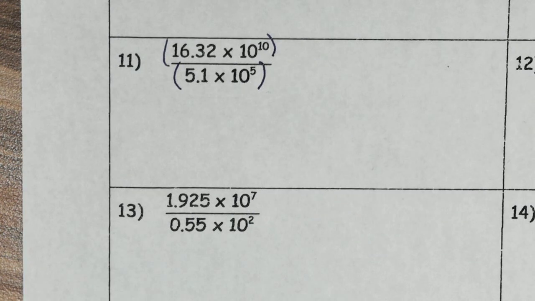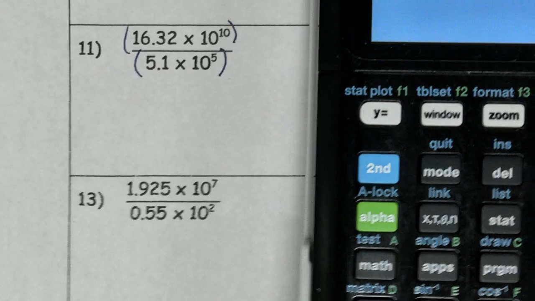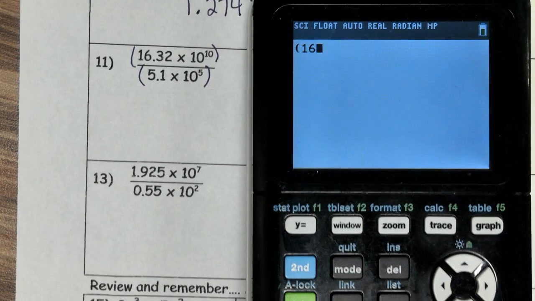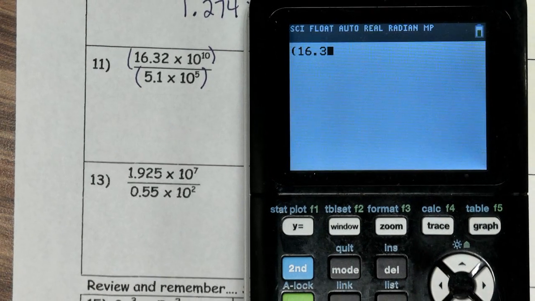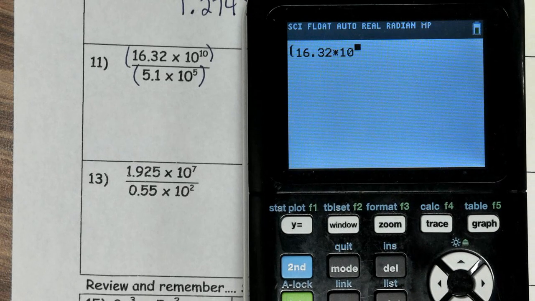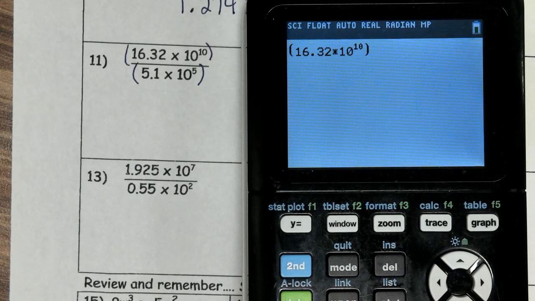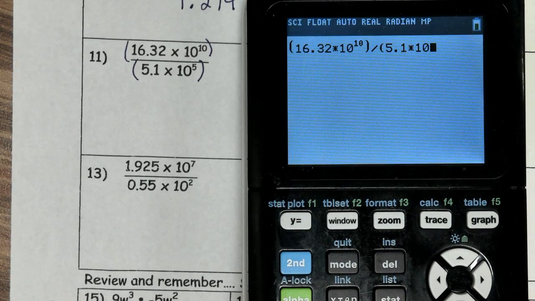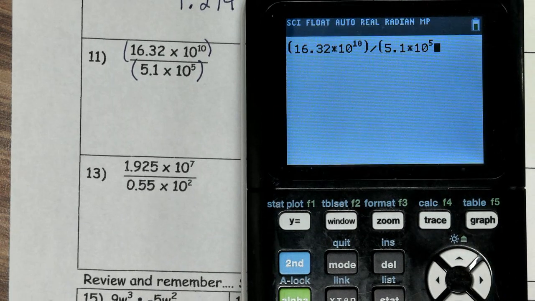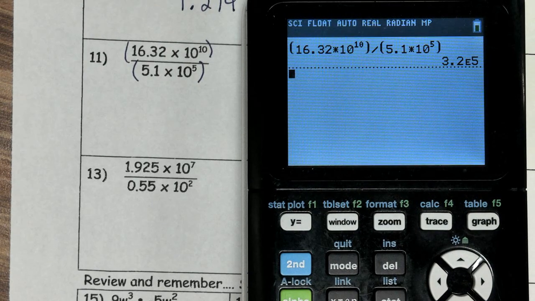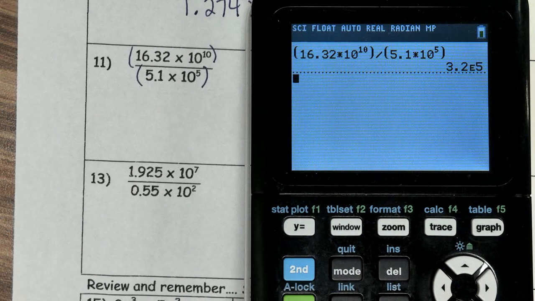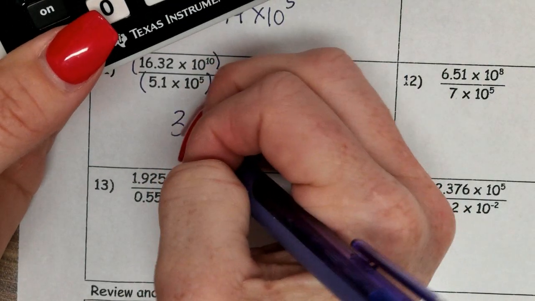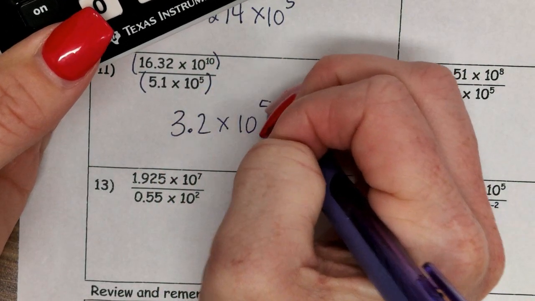Okay, so the first one I'll do division. So I open parentheses, 16.3. And then I hit divide. Tab out, and there's my answer. 3.2 times 10 to the 5th power.